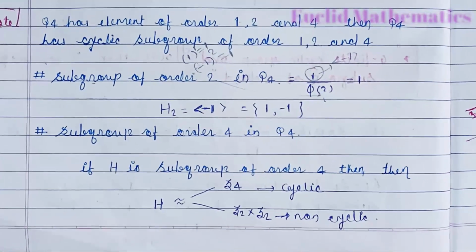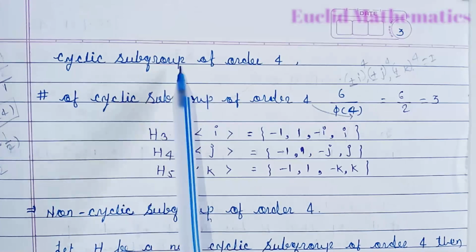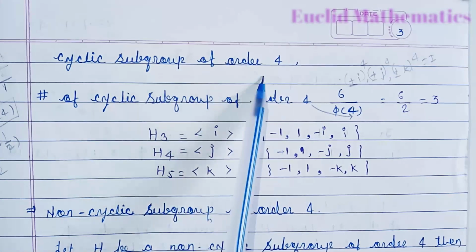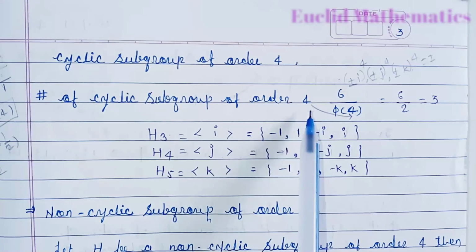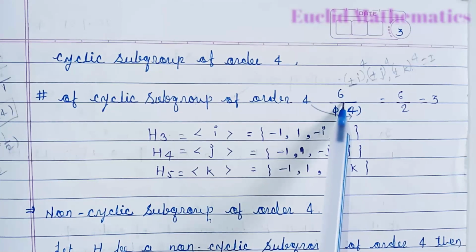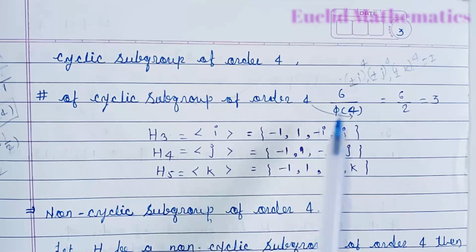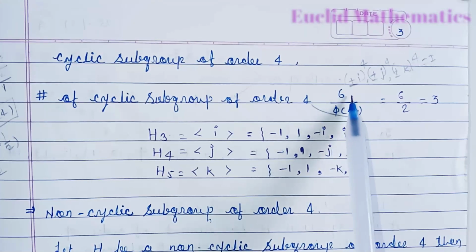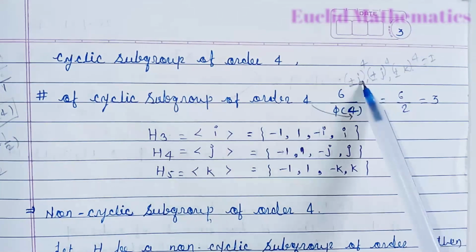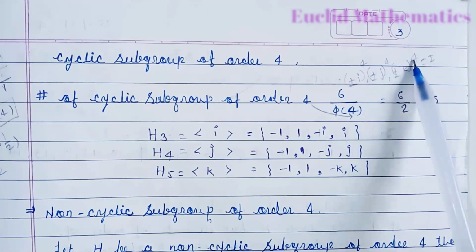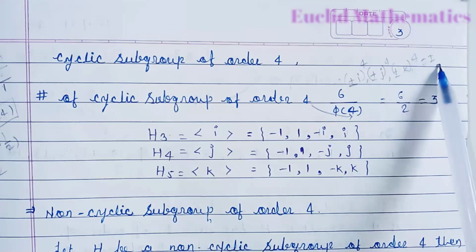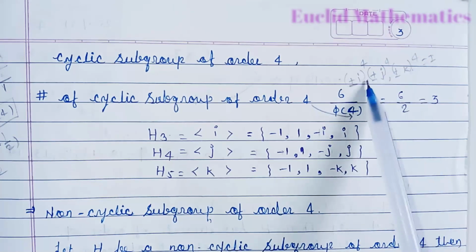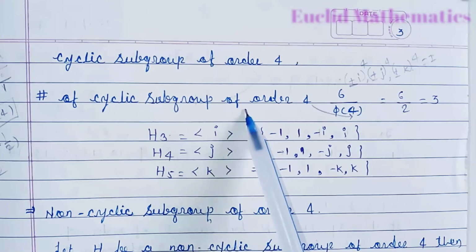Now let's go for the next part. Here, a cyclic subgroup of order 4 means it is Z4. For finding cyclic subgroups of order 4, we need the number of elements of order 4. How many elements of order 4 are there? You can take the Z4 group or the quaternion group. We get the answer here: plus minus 1 raised to 4, plus minus j raised to 4, plus minus k raised to 4. That means all these elements have order 4, because their fourth power gives the identity. So 2 and 2 and 2, a total of 6 elements, have order 4.